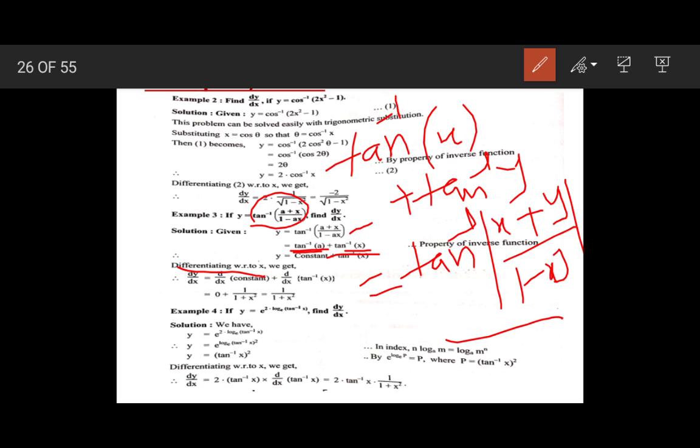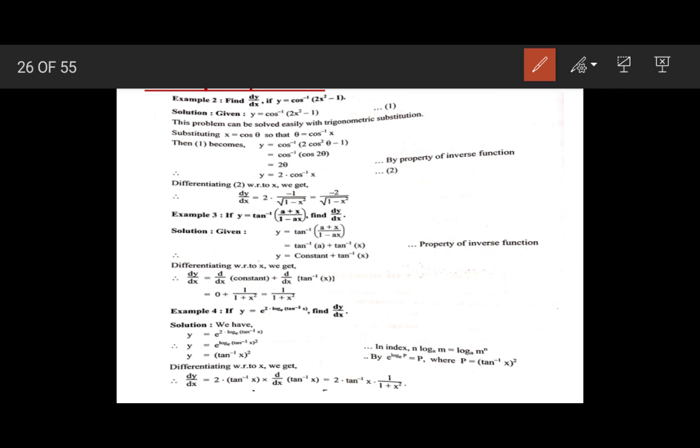Now we are going to differentiate y with respect to x. So the derivative of a constant will be 0. The derivative of tan inverse x will be 1 upon 1 plus x square. So the final answer is 1 upon 1 plus x square. Okay. See one more example.